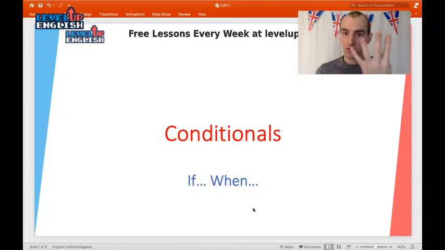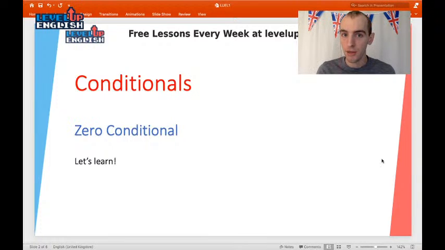There are 4 types of conditionals altogether, and they can be a little bit confusing. There's quite a lot to remember, but they're really, really important because we use them in everyday English. And if you get them wrong, it can sometimes change the meaning of your sentence. So that can be the tricky part. What I thought we could do is review the 4 types of conditionals, give some examples, and hopefully we'll have some time for practice at the end.